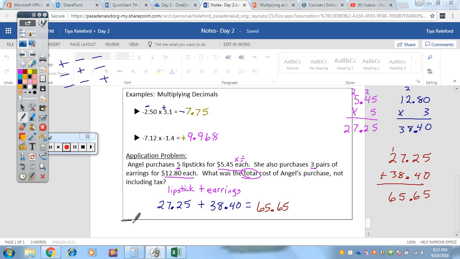Okay. The total cost. The question says, what was the total cost of Angel's purchase? The total cost of Angel's purchase was $65.65.